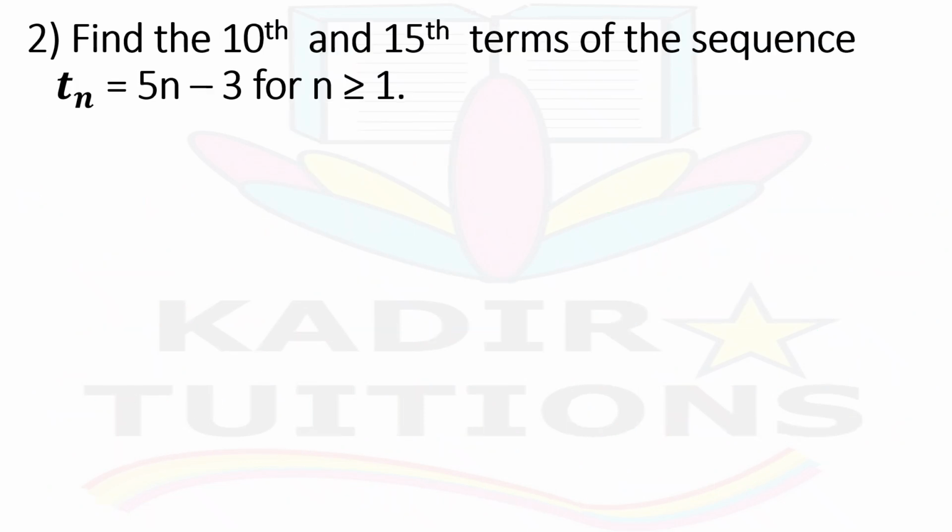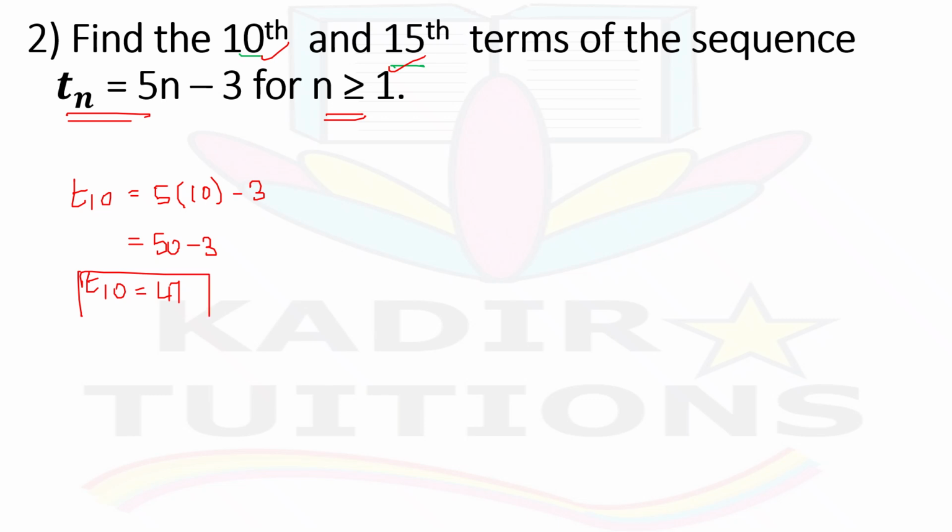Find the 10th term and 15th term of the sequence. Tn value is given and they are asking you to find T10 and T15. That means 10th and 15th term. Can we find that? T10 equal to 5 into 10 minus 3. And we need to check this condition also, n should be greater than or equal to 1. So over here it is 50 minus 3. So T10 is equal to 47. This is the answer for the 10th term.